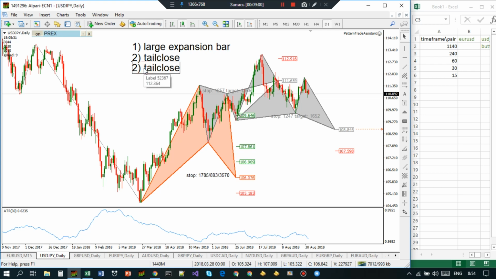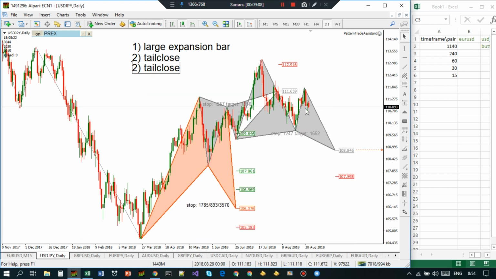It is very simple, up to your discretion what you consider to be a tail close. For me, it is something that has a close at the top or bottom 20% of its range. This is the tail close.